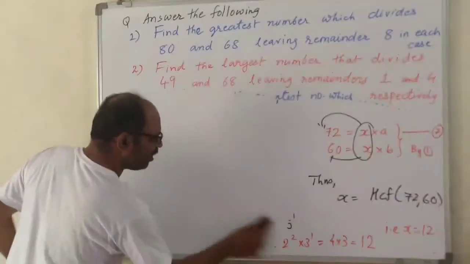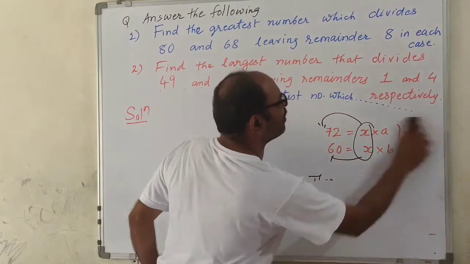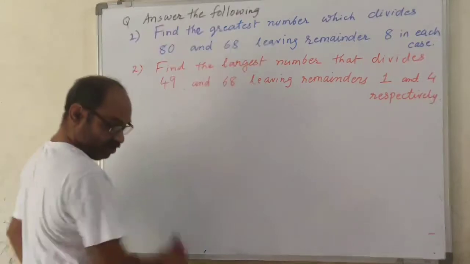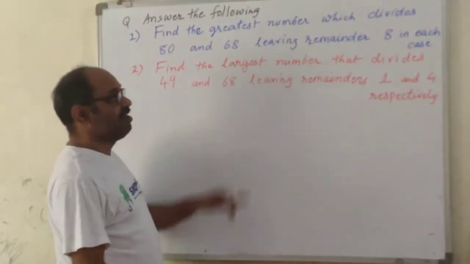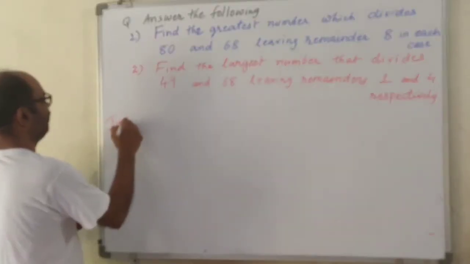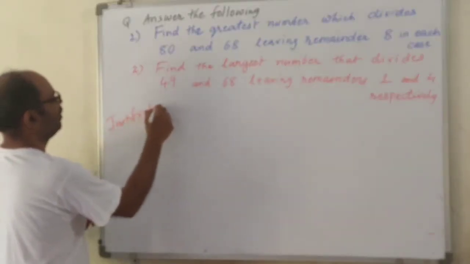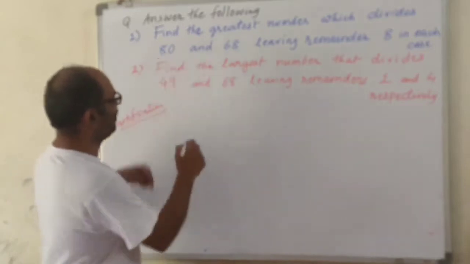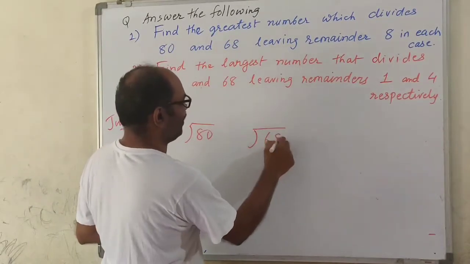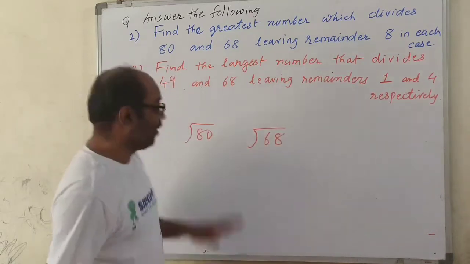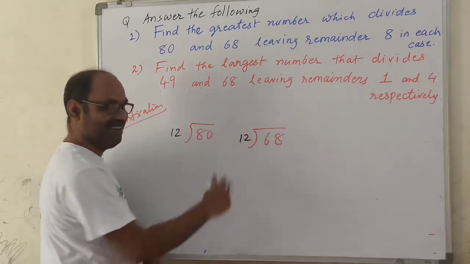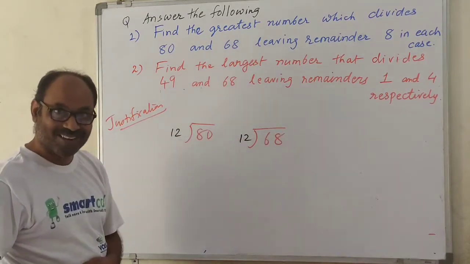Now, we are going to see justification. To have a greater understanding of this sum, let's go for justification. What is the first number? 80. What is the second number? 68. What is the greatest number that divides them? 12. The answer that we got.